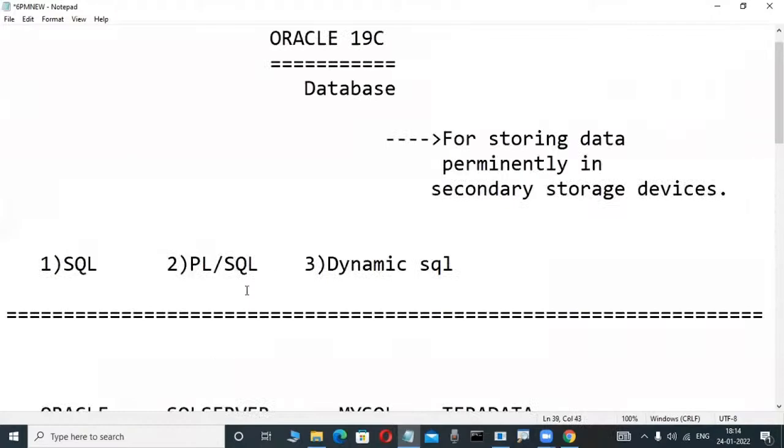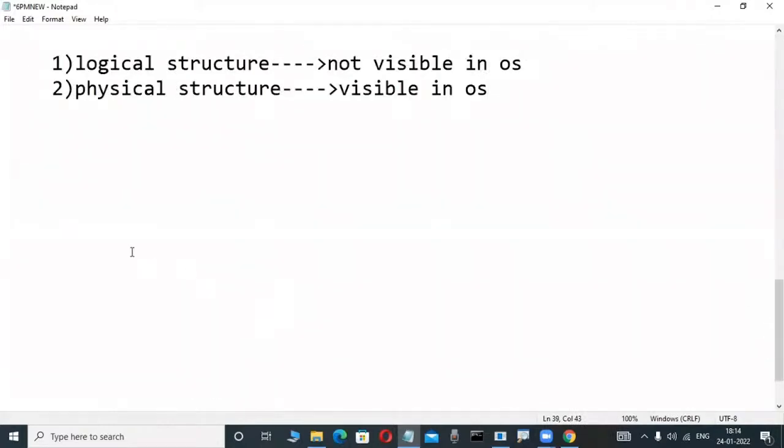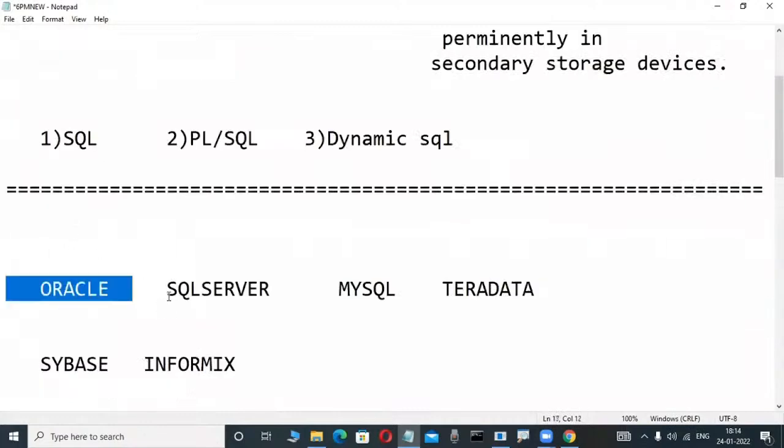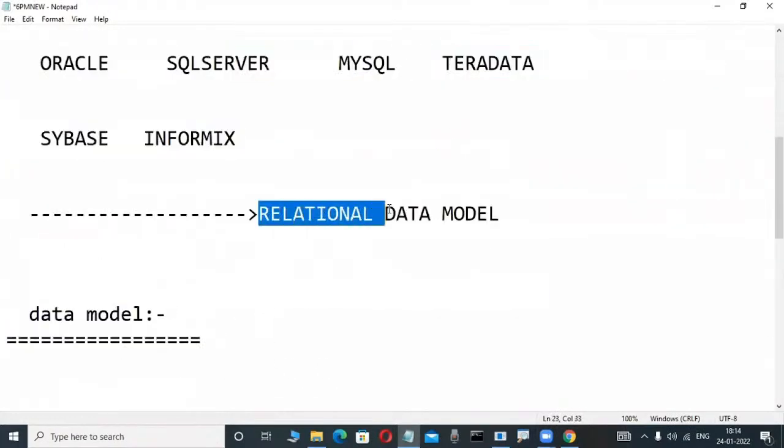These are all the things I told you in a previous class. Don't worry. Now observe here. What is a data model? First observe here. All these products are implemented based on which concept? The relational data model, from 1970 onwards.